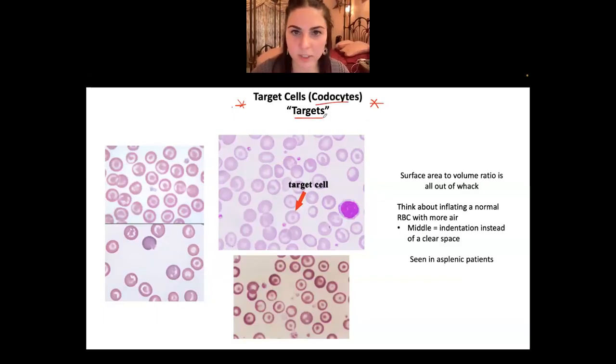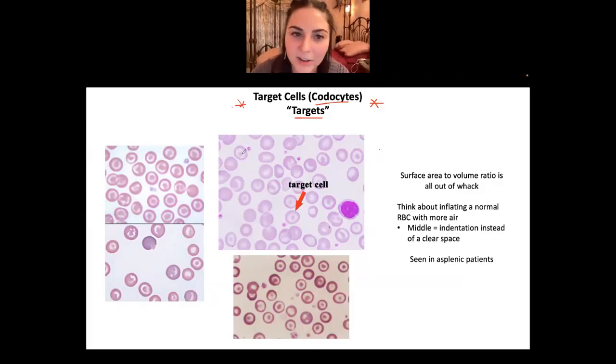Usually people just refer to them as targets. So I see a lot of targets on this blood smear. Basically the surface area to volume ratio gets completely out of whack. To think about what a target cell is, think about your normal red cell, and imagine you have a needle and you're blowing into it, trying to inflate it with air. That's what a target cell is. It's kind of reversed almost.